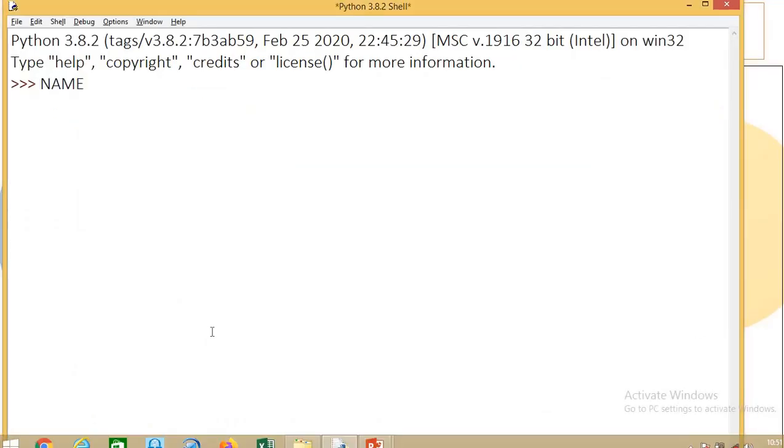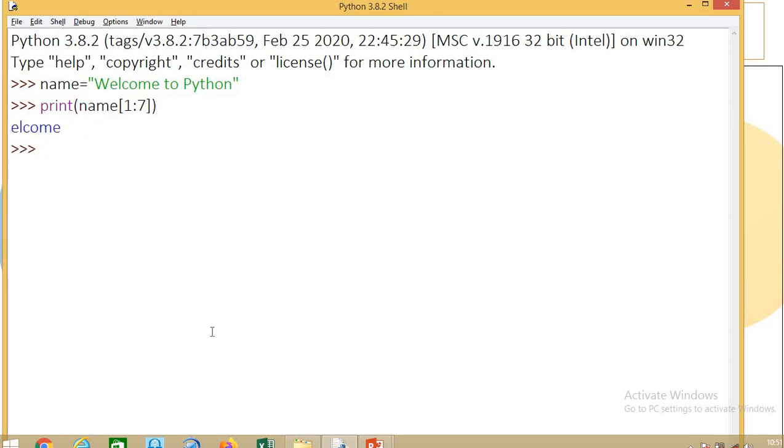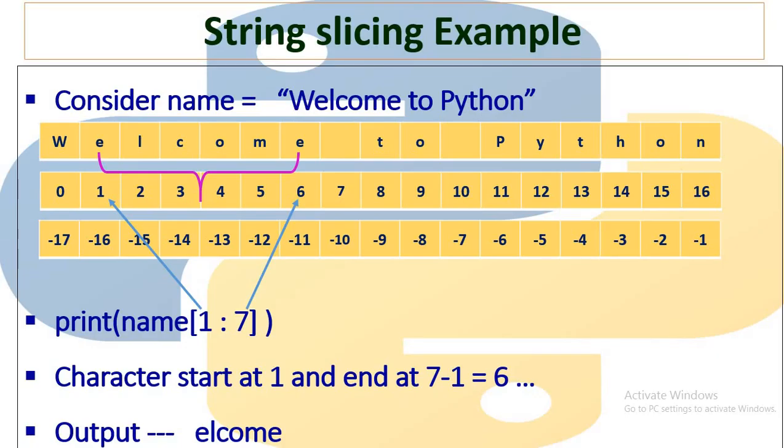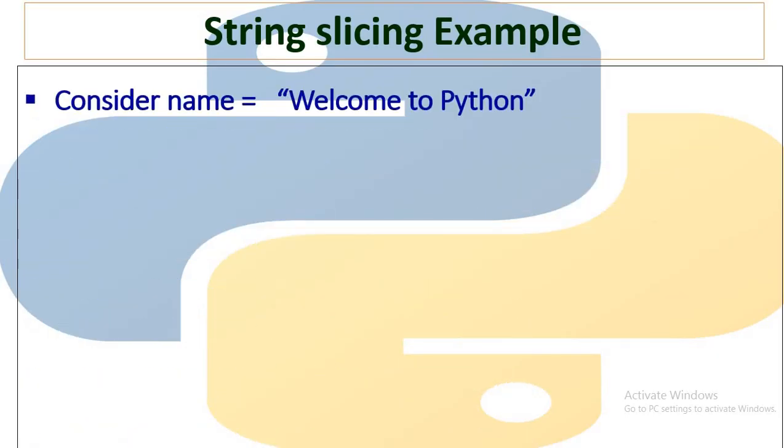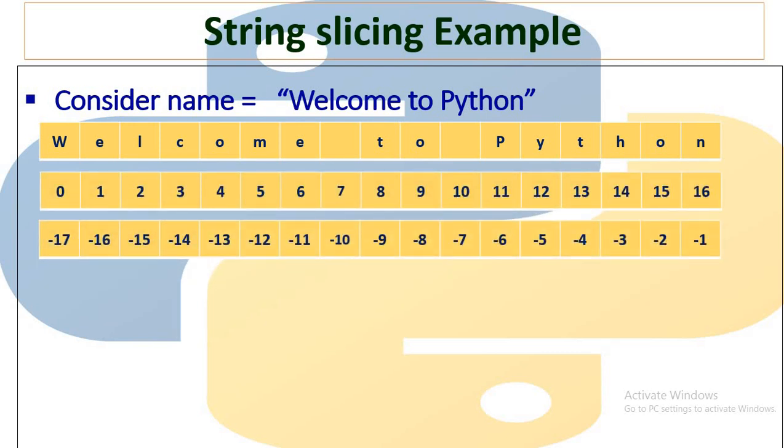So here I am writing name is equal to welcome to Python. This is my string, and when I print name 1 to 7, see the output ELCOME. Now let's go for another example. We'll consider the same string with positive index and negative index.